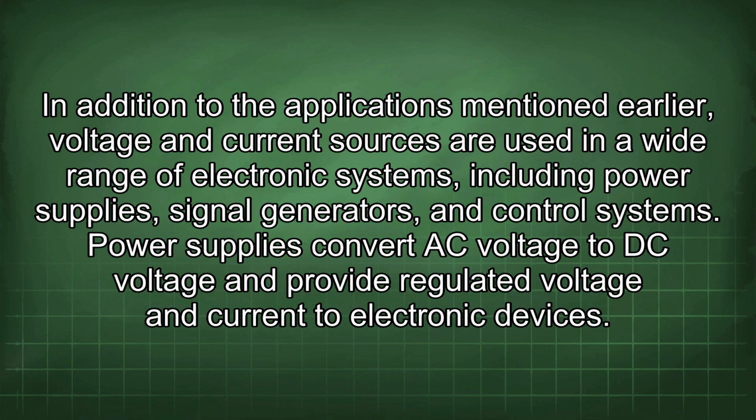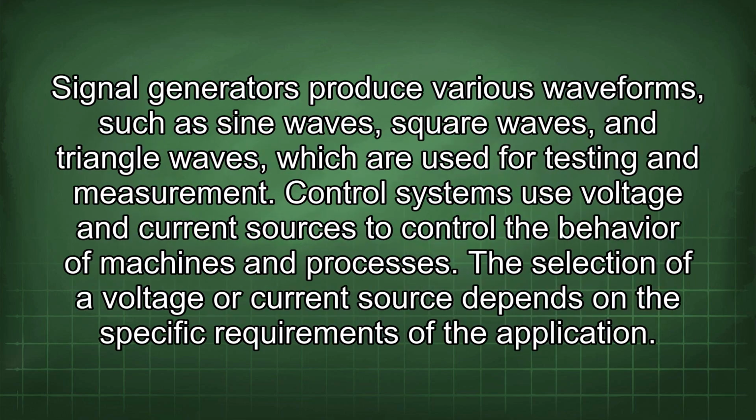In addition to the applications mentioned earlier, voltage and current sources are used in a wide range of electronic systems, including power supplies, signal generators, and control systems. Power supplies convert AC voltage to DC voltage and provide regulated voltage and current to electronic devices. Signal generators produce various waveforms, such as sine waves, square waves, and triangle waves, which are used for testing and measurement. Control systems use voltage and current sources to control the behavior of machines and processes.